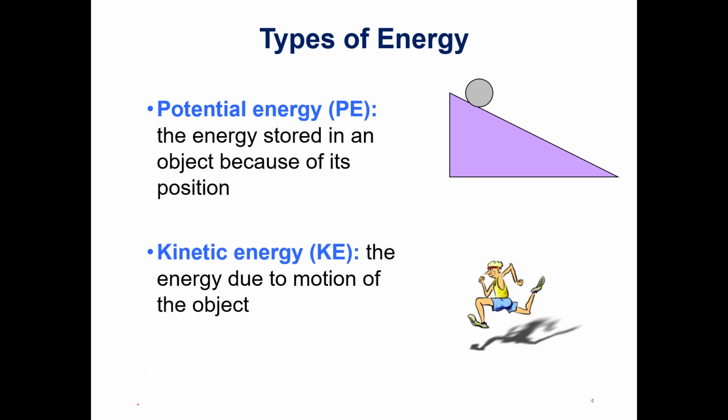The other type of energy that we're going to talk about is kinetic energy. Kinetic energy is the energy due to the motion of an object. So for example, our runner over here running has kinetic energy. A car driving down the street has kinetic energy. Anything that is moving would have kinetic energy. If our ball up here is pushed a little bit and starts rolling down the hill, then instead of potential energy, it would now have kinetic energy.